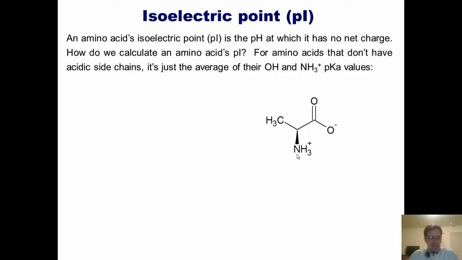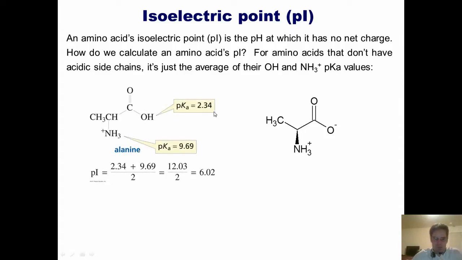So how do we calculate an amino acid's pI? For amino acids that don't have acidic or ionizable side chains, it's just the average of their OH and NH3 plus pKa values. Let's take the example of alanine. Shown here, you can see that alanine's pKa for the carboxylic acid OH is 2.34. The pKa of the amine group is 9.69. Because alanine does not have an ionizable side chain, that is, it doesn't have a side chain that you could protonate or deprotonate or that can act as a base or an acid. It's just got a boring old carbon side chain.